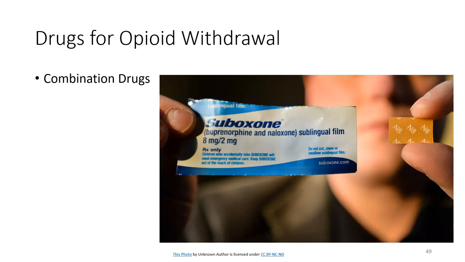The combination drug that contains an opioid agonist-antagonist drug, buprenorphine, and an opioid antagonist drug, naloxone, is known by the brand name Suboxone, and this is a sublingual film. So they're going to put this little film underneath their tongue. They should not cut, chew, or swallow this film.